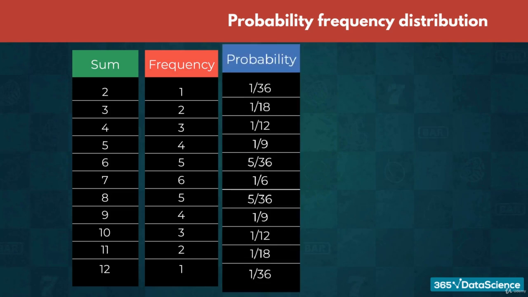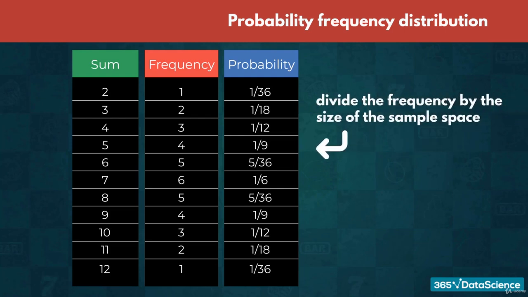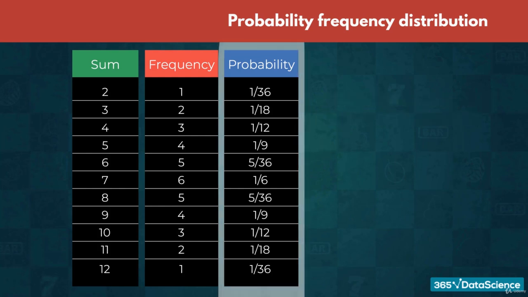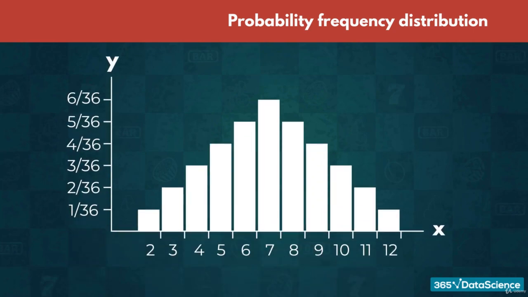Knowing the size of the sample space, we can determine the true probabilities for each outcome. We simply divide the frequency for each possible outcome by the size of the sample space. A collection of all the probabilities for the various outcomes is called a probability frequency distribution. As mentioned earlier, we can express this probability frequency distribution through a table or a graph.